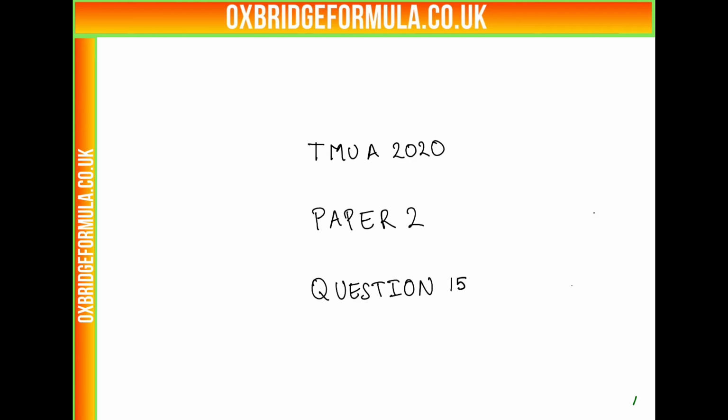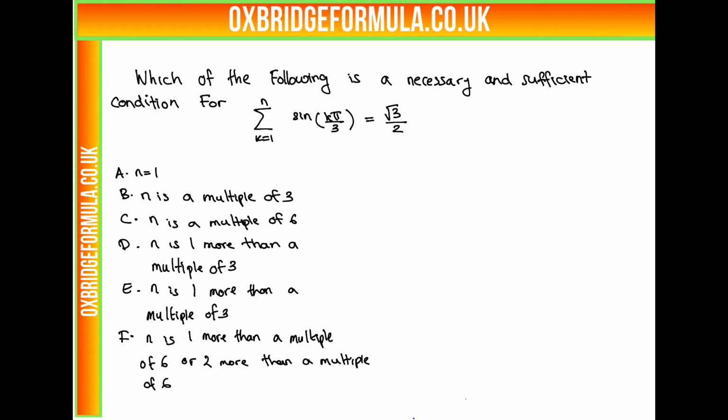This is a solution video for question 15 of paper 2 from the TMUA 2020 exam. So the question here is about finding necessary and sufficient conditions for this to be true. So we want the sum of sine of k pi over 3 from k equals 1 to some number n to be equal to square root of 3 over 2. And we want necessary and sufficient conditions on n.